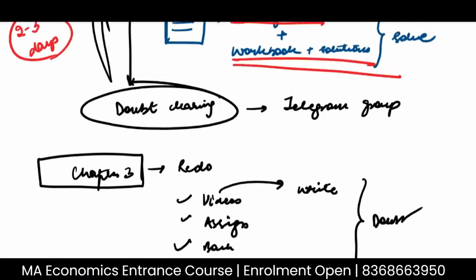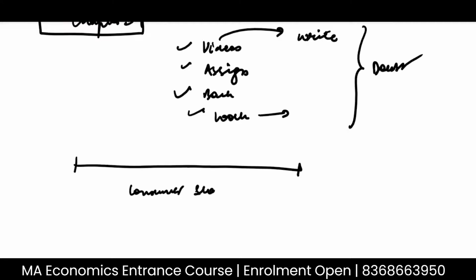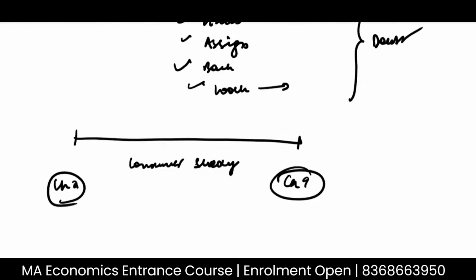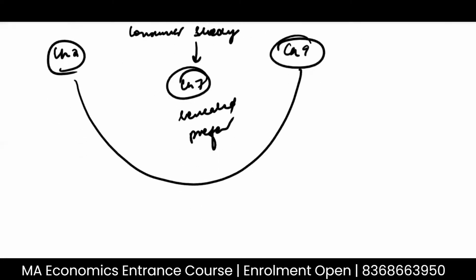Even when you follow this entire process, the entire consumer theory, which is for me chapter 2 to chapter 9, excluding chapter 7, which is revealed preference, we'll do it at the end. So this entire consumer theory should not take you more than 20 to 25 days.